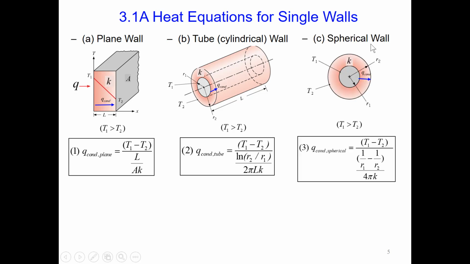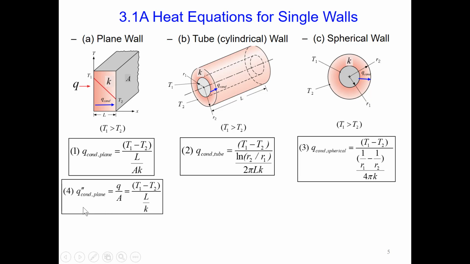For a spherical wall, equation 3 represents the heat flow rate of conduction going through the thickness of a spherical wall. The heat rate is determined by the temperature difference between T1 at radius R1 and T2 at radius R2, divided by the difference in 1 over R over 4 pi K, the thermal conductivity of the spherical wall.